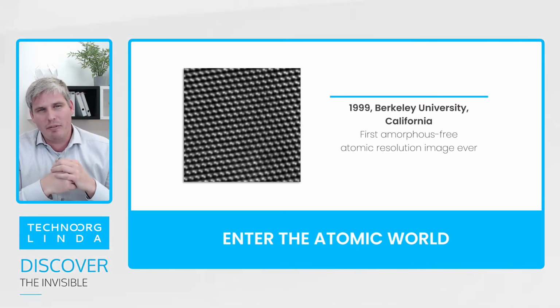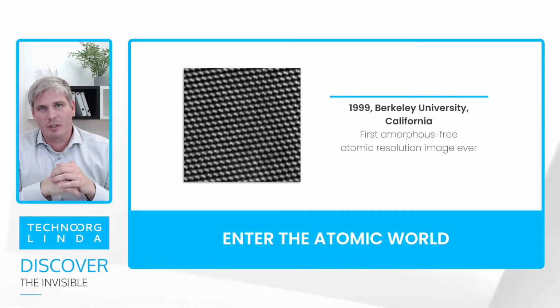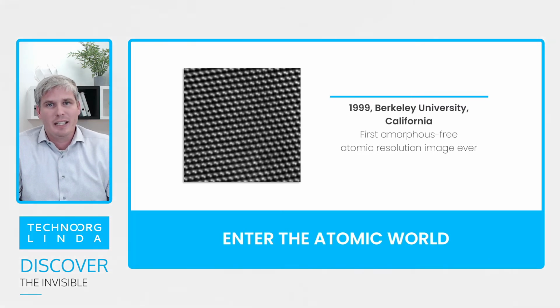This is a quite famous sample. It was prepared at Berkeley University in California in 1999. And why is it so important? First, because it was prepared with our machine, the IV4. That was the first ion mill on the market that contained a dedicated low energy ion source.